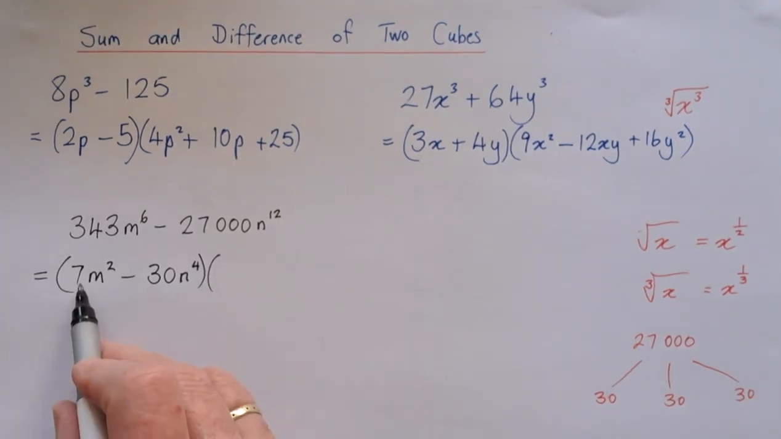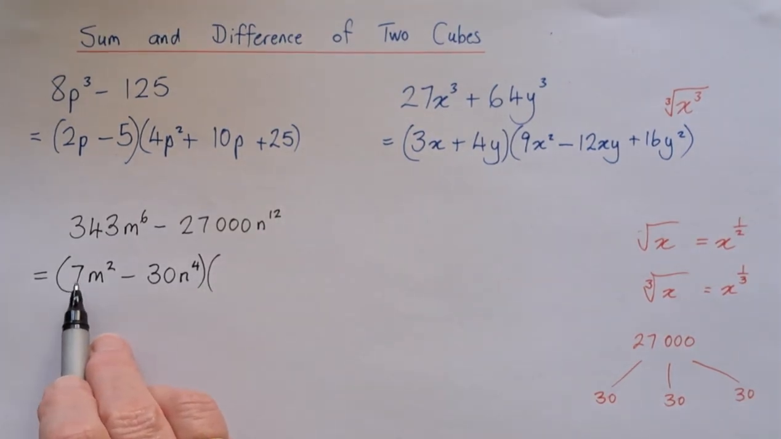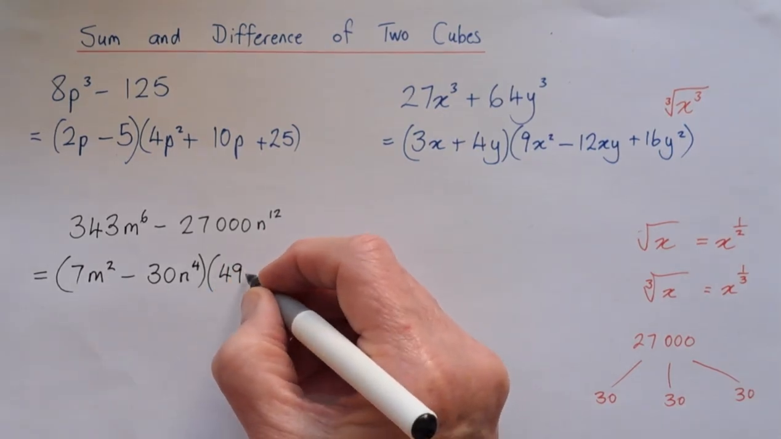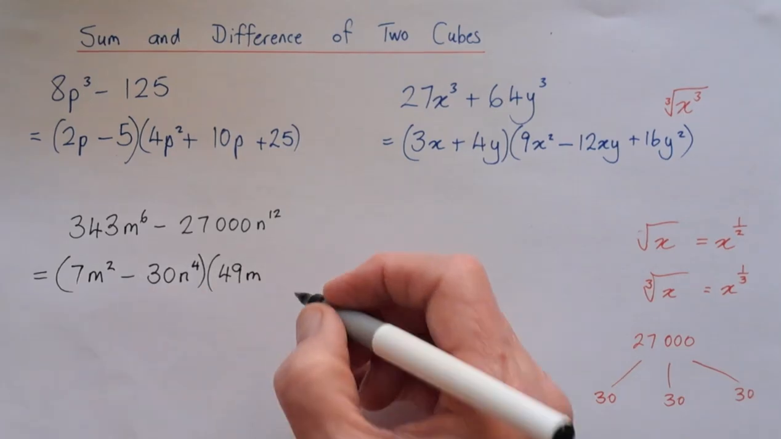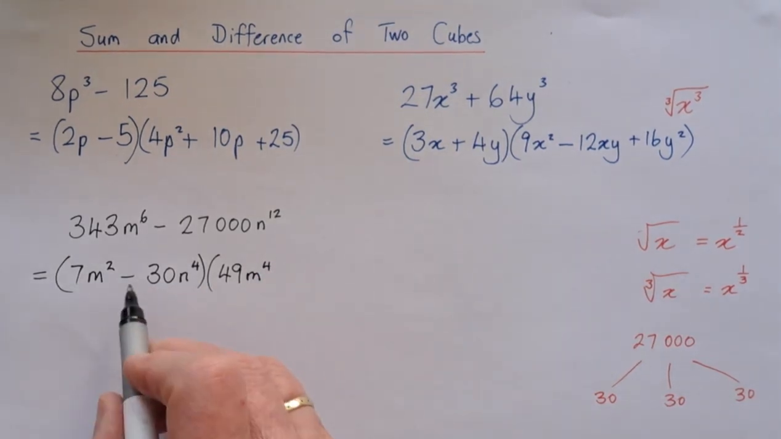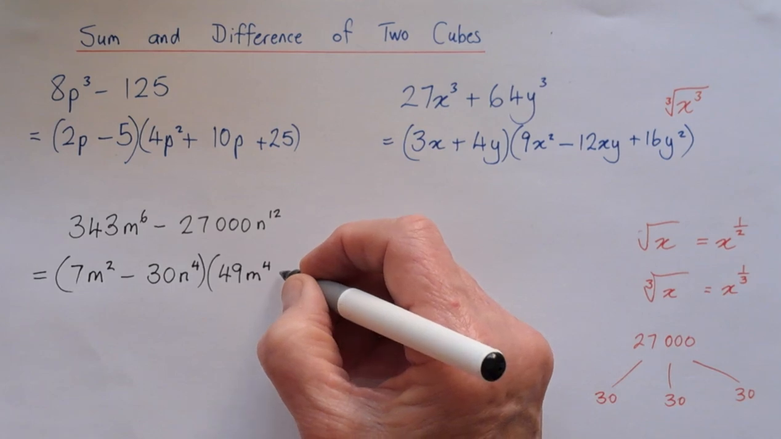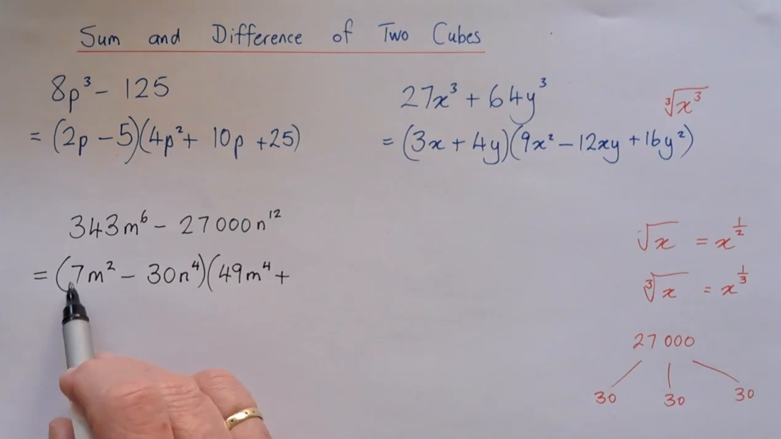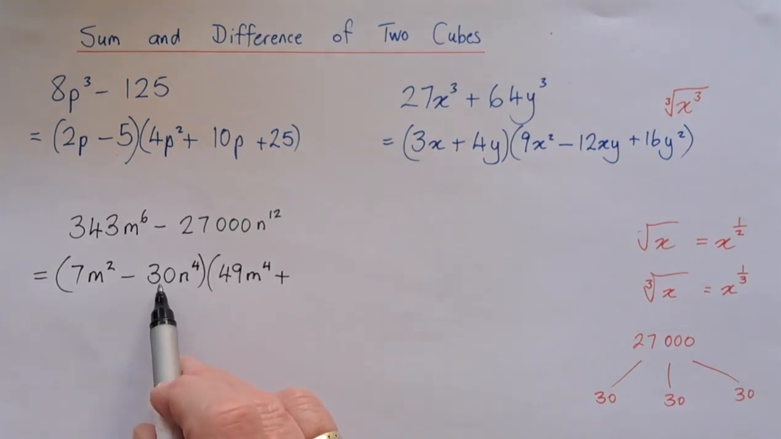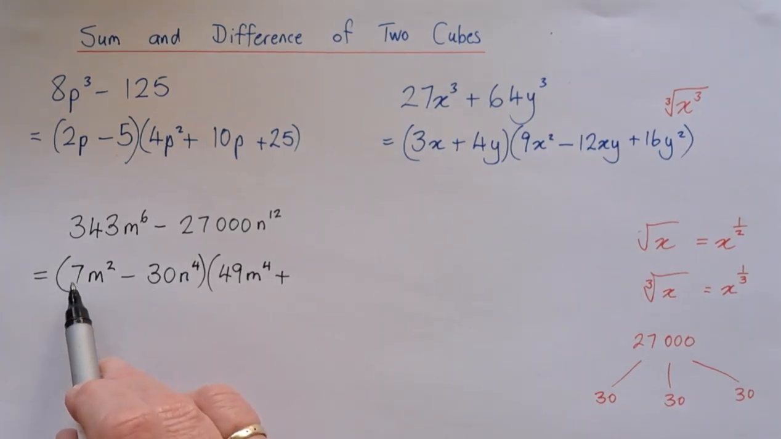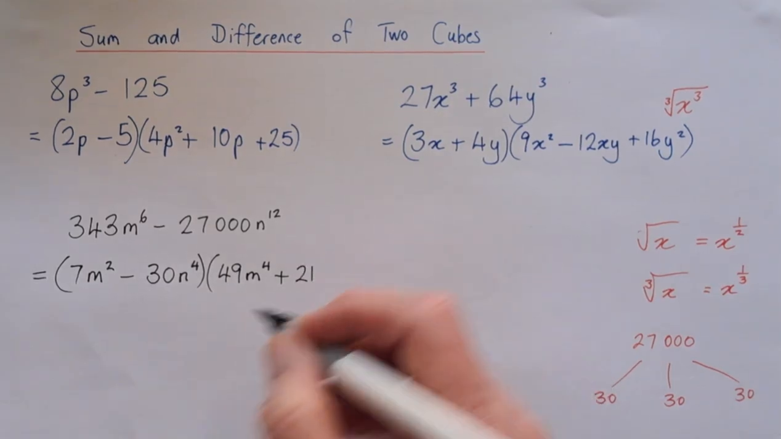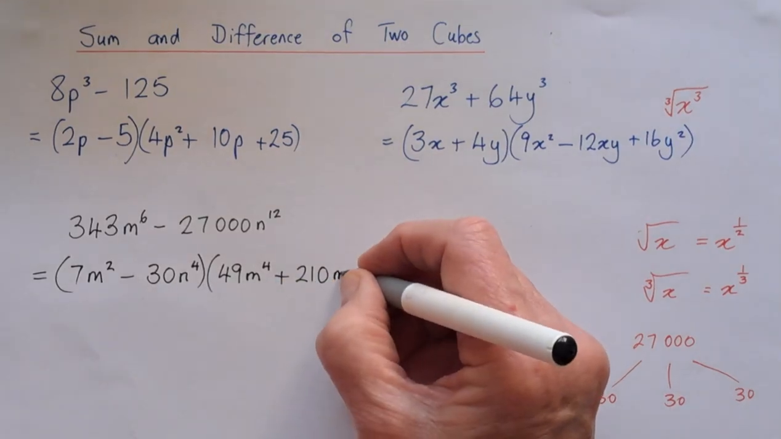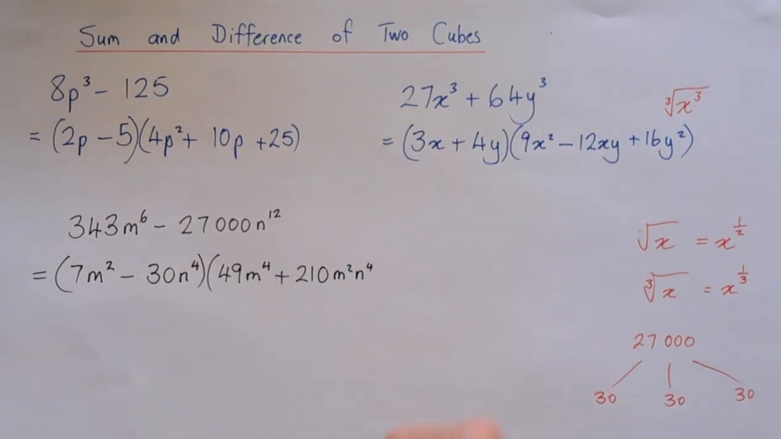Right, let's start the squaring process. So 7m squared, all squared, is going to give me 49 m to the power of 2 times 2 is 4. Whatever that sign is, the middle sign is going to be the opposite. And how do I find this number? I multiply this term by that term. So 7 times 30, remember the easy way to say it is 7 times 3 is 21, but because it's 30, we're putting on a 0, 210, and then I have m squared n to the power of 4.